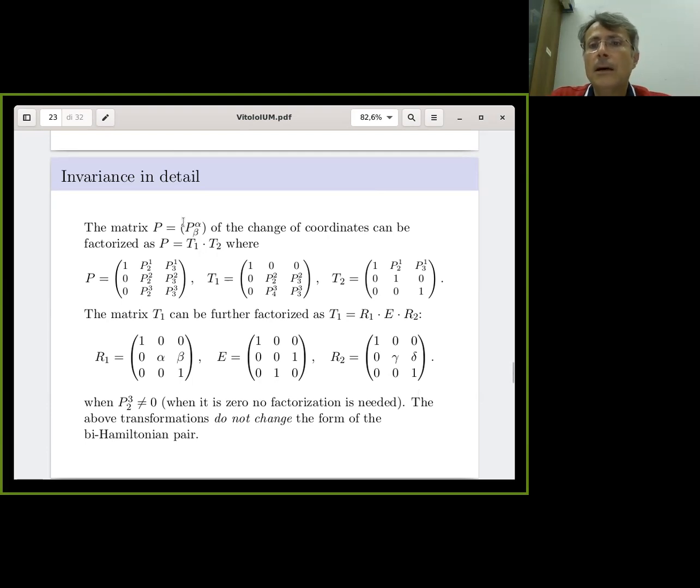Okay, so invariance in detail, how to construct the matrix. The matrix of the change of coordinates, the most general matrix is this, P is equal to this, and this is 1, so it's not just a non-vanishing element, it's exactly 1. So you can factorize this matrix in this way, and when you factorize this matrix in this way, then you can refactorize T1 into this transformation, which is a transformation that affects only independent variables in principle, but of course then it has reflections on the dependent variables either.